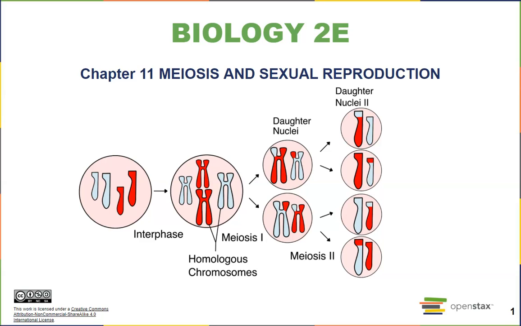Hello, in this video we are going to cover chapter 11, which goes over meiosis and sexual reproduction, at least on the cellular phase. So one thing that you could do prior to watching this video is watch the Amoeba Sisters video on sexual and asexual reproduction to see what the differences are, because in this video we're just going to talk about sexual reproduction.